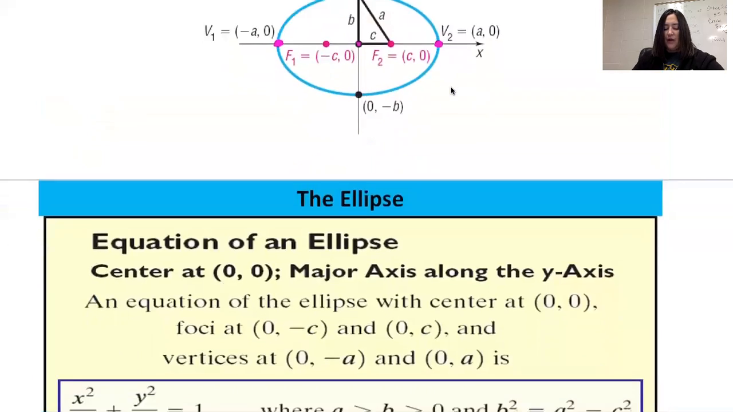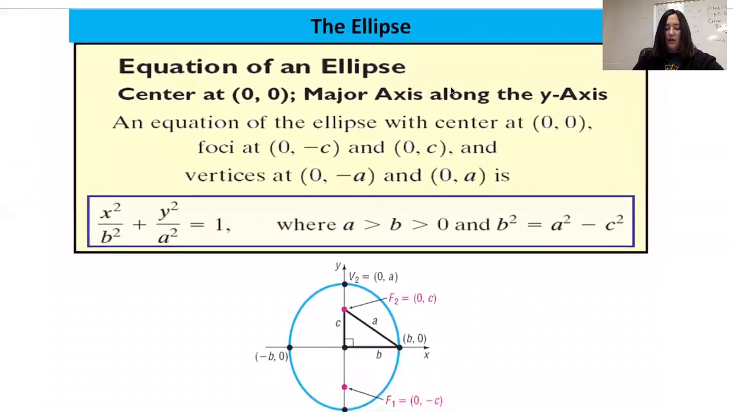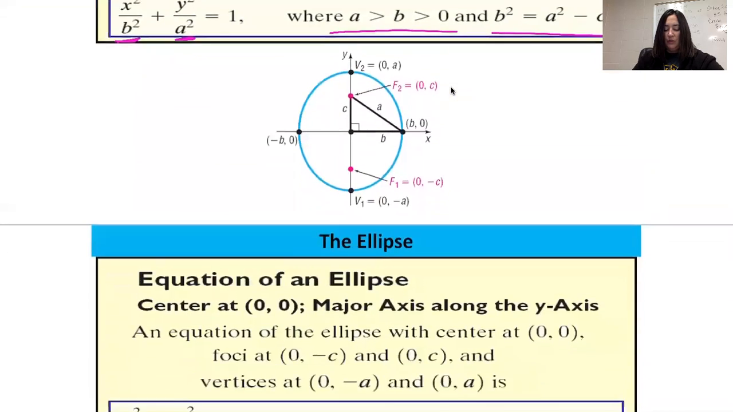What if our major axis is the y-axis? This is what's going on here. Notice that our A value, which comes from your major axis, is now under the y, and your minor axis, which is where the B value comes from, is now under the x. Notice that the stipulations here are still the same. Your foci now, though, are on the y-axis and not on the x-axis. So what are we going to do with this?